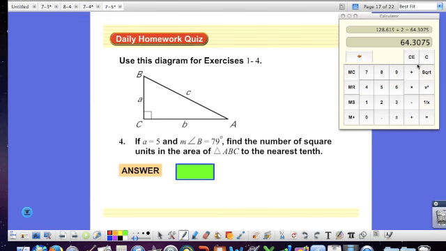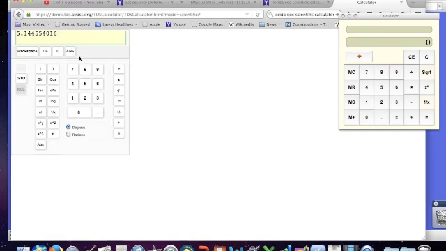Okay, last problem here. Find A is 5 and B is 79 degrees. They want us to find the area of the entire triangle. So the tangent of 79 is going to be equal to B opposite over 5. So I'm going to need to multiply 5 by whatever the tangent of 79 is. I keep saying 71, but it's the tangent of 79.